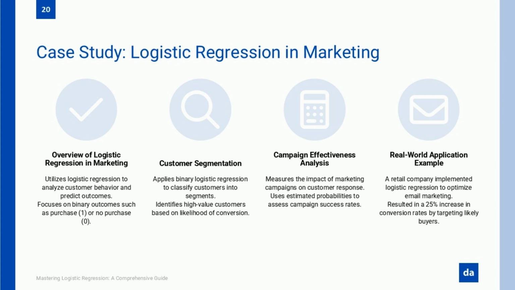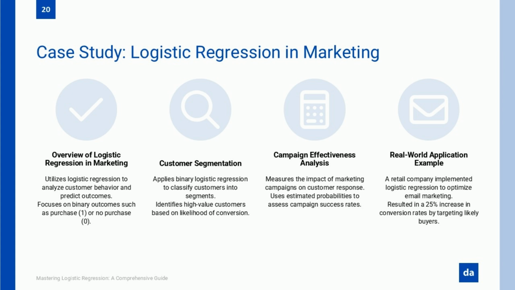Imagine you're a data scientist at an e-commerce company, and your goal is to predict whether a customer will make a purchase after receiving a marketing email. This isn't just about curiosity. Getting this right means sending the right emails to the right people and increasing revenue without annoying customers with spam. So, how do we do it? Let's break it down.